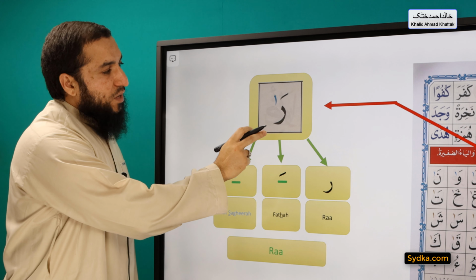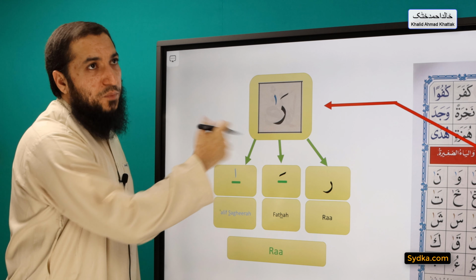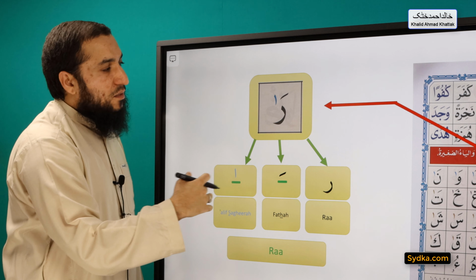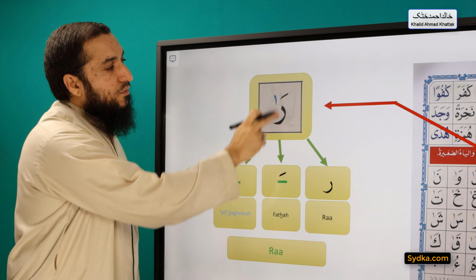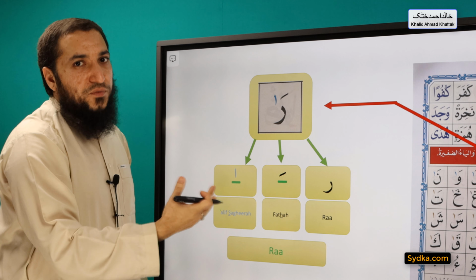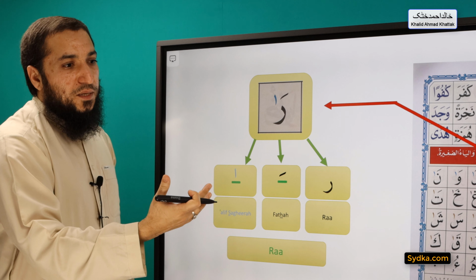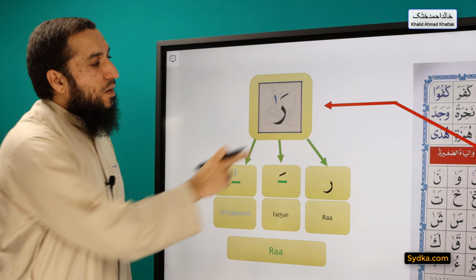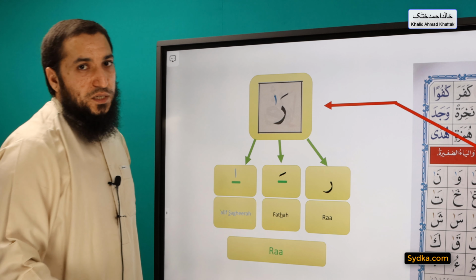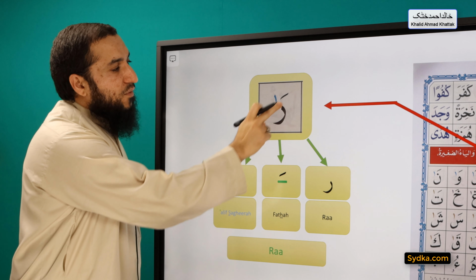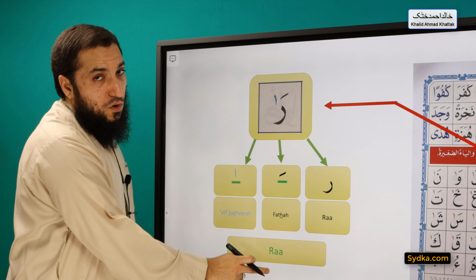The next syllable we have is ra. Ra can be heavy or light. In this case it is heavy because it has fatha on it. Ra has different rules, but we will have a separate lesson for when we use it heavy and when light. But whenever it has fatha on top of it, it is heavy. Ra fatha alif saghira ra.